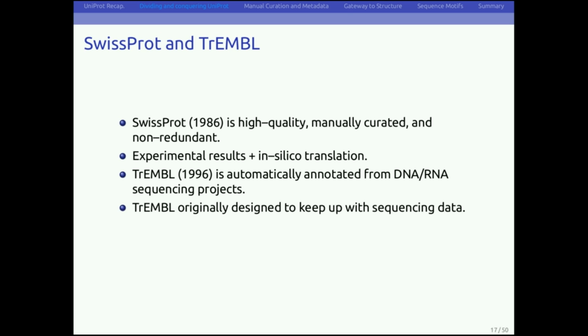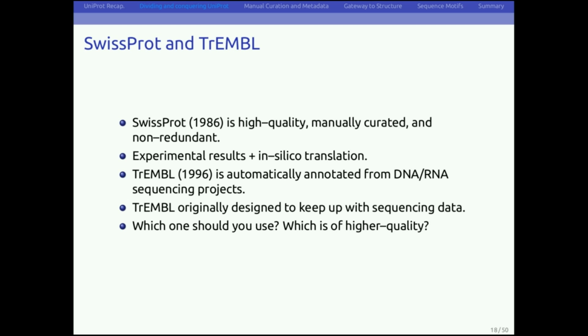And TrEMBL was initially designed because SwissProt was just a bit slow and it couldn't keep up with the amount of sequencing data that we were producing. Now, does this mean it's a bad thing? Well, I'll leave you to think about that, but basically what you want to think about with SwissProt and TrEMBL is that they are kept separate, so SwissProt sequences will never mix with TrEMBL and vice versa.